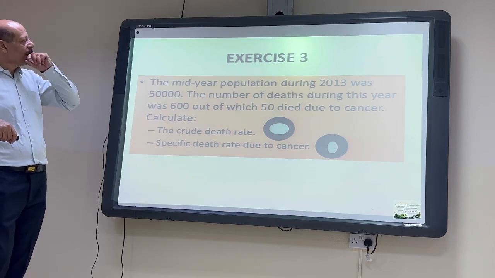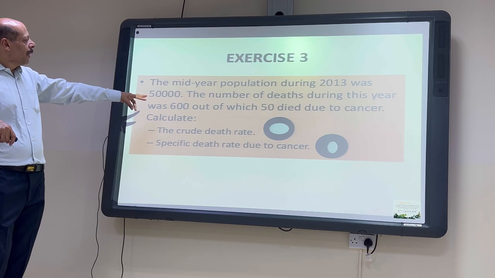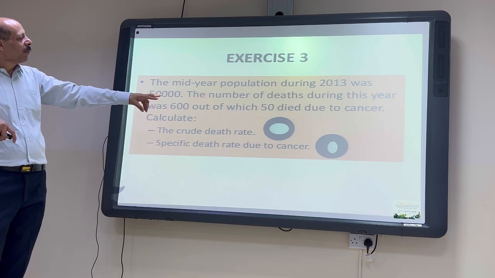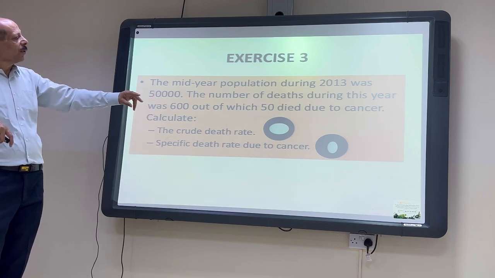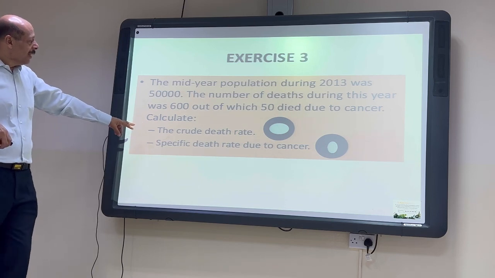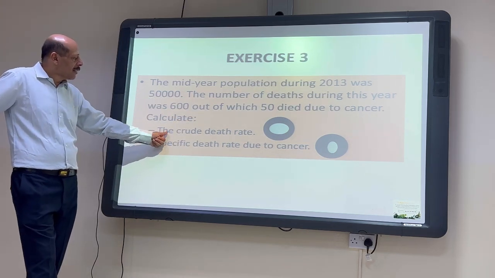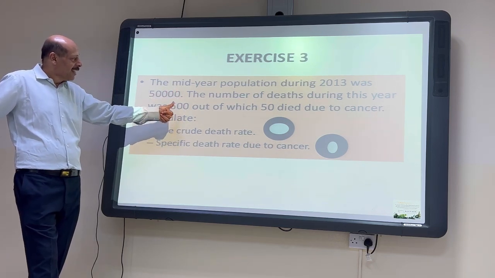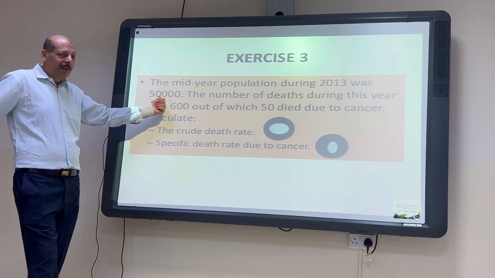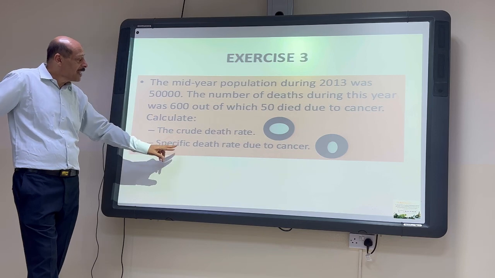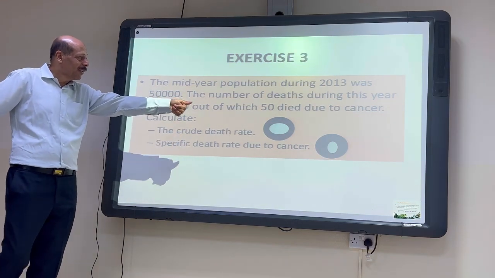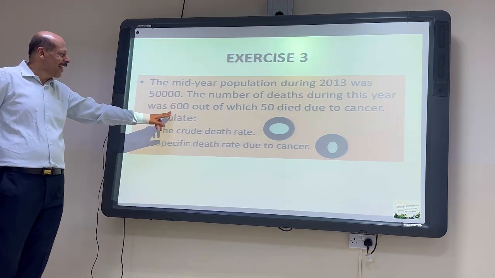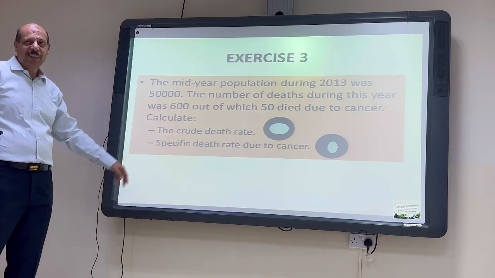So the mid-year population is 50,000. The number of deaths during this year is 600, out of which 50 deaths are due to cancer. They calculate the death rate. The crude death rate is 600 divided by 50,000 multiplied by 1,000. The specific death rate is the number of deaths due to cancer, which is 50, divided by the total number of deaths, divided by 600, multiplied by 100.